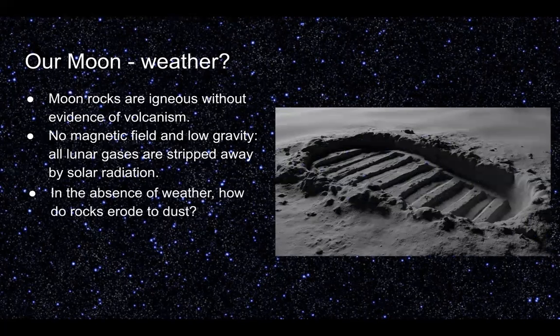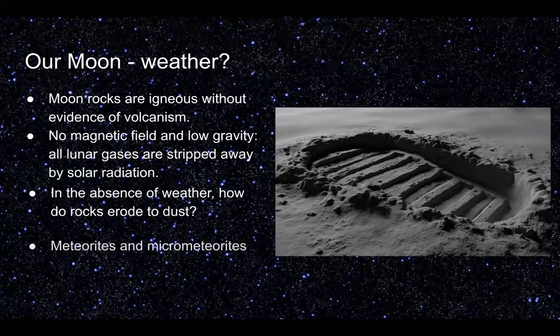So you have to ask yourself, in the absence of weather, how do rocks erode to dust? And clearly there is dust. We all are familiar with the footprints from Armstrong and Aldrin, and it is a thick layer of dust. Meteorites and micrometeorites rained down on the moon for billions of years and would smash pieces of rock into successively smaller and smaller fragments.